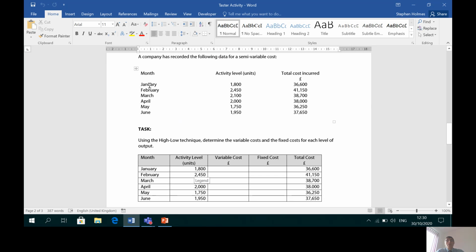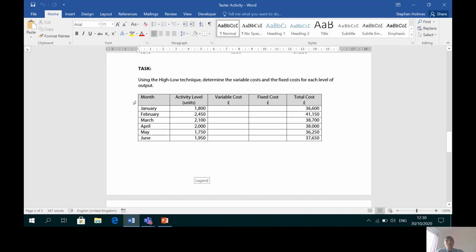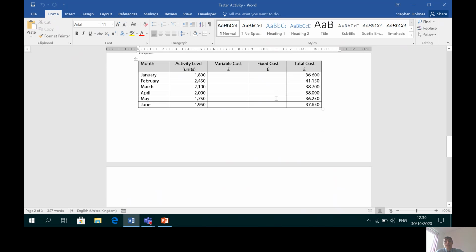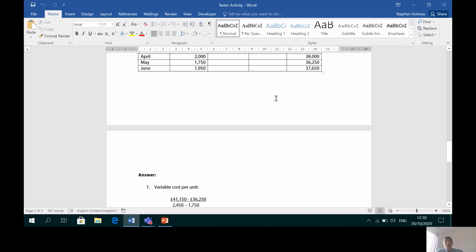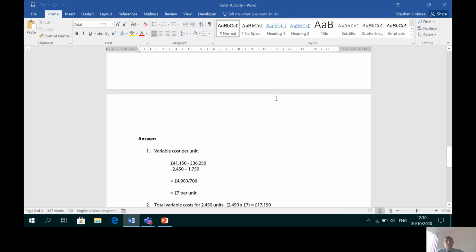So in this activity, we've got 6 months, we've got 6 activity levels, and we've got their respective total costs for each of those activity levels. I've recorded the figures in a table, and we've left blank the variable costs and the fixed costs which we need to calculate. So if we look at the 3 steps, first of all, we want to calculate the variable cost per unit, which is the diagonal line.